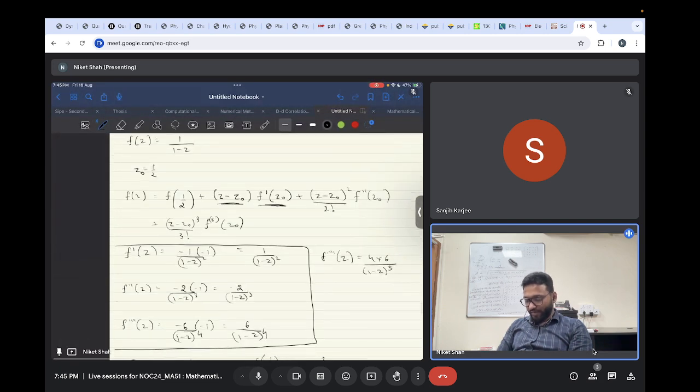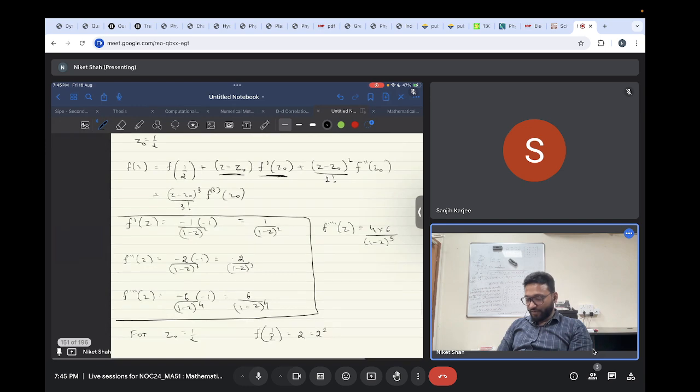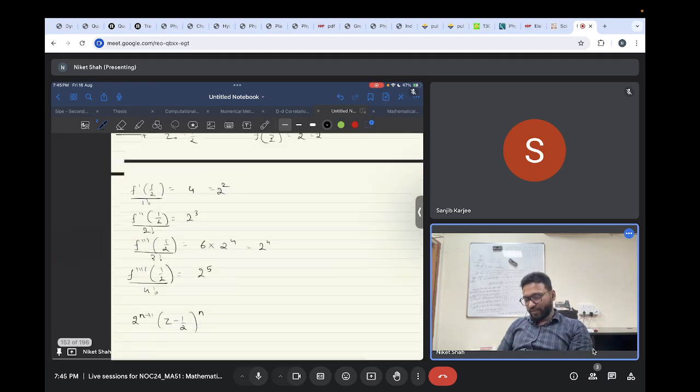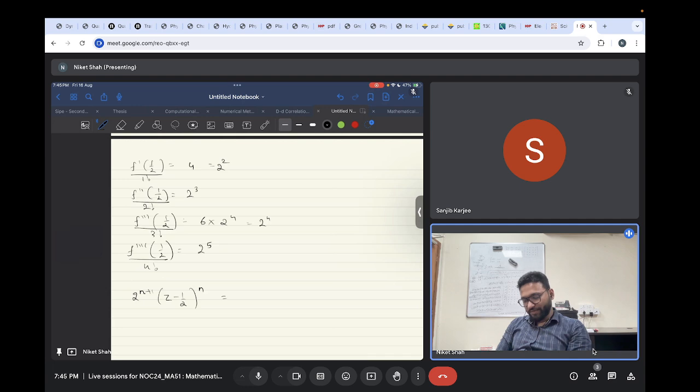Yes, it's 2 raised to power n plus 1 because we're starting with n equal to 0. So the first coefficient itself is 2. That's why this is n plus 1. So what this gives me is simply 2 into 2z minus 1 raised to power of n, which is exactly what we are looking for.